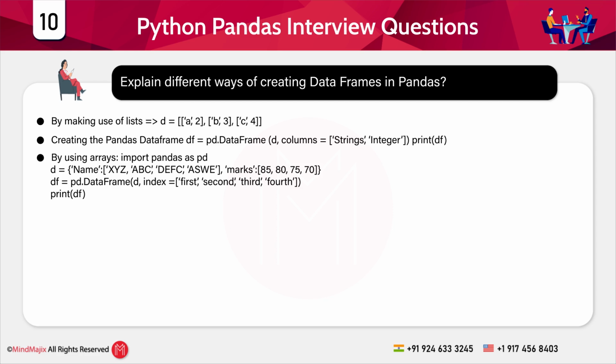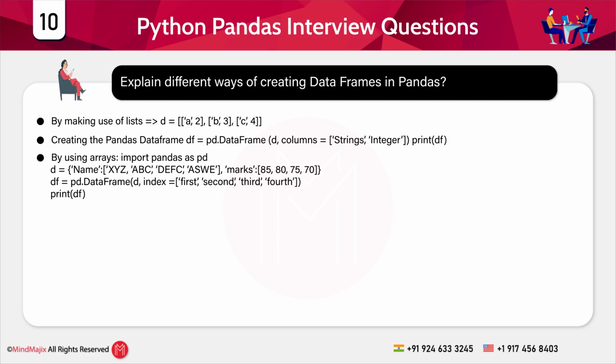The next way is creating the pandas data frame. As we have already seen, this particular line df equal to pd.DataFrame, and here in this data frame you specify d and the columns, which are strings and integer. And what we are doing here is simply printing the data frame. So this is another way of creating a data frame.